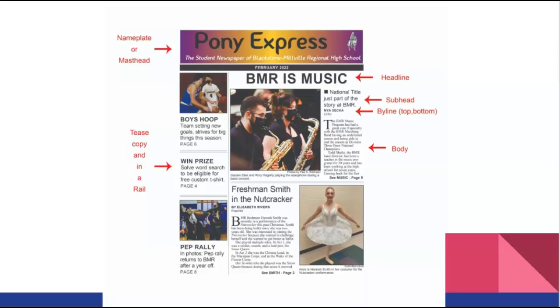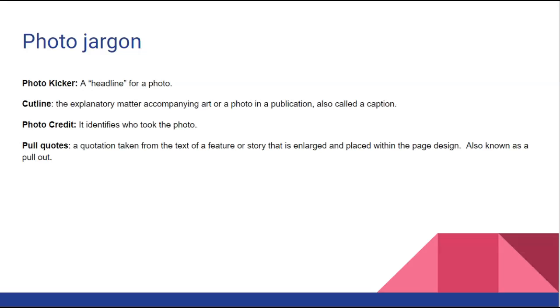Now, if you look on the left side, where it talks about the nameplate or masthead, you have all the tease copy that's running down the side on the rail. If it was actually a skybox format, which one of the templates is like that, you'll see that the teases are actually above the nameplate. There's also jargon for the copy.